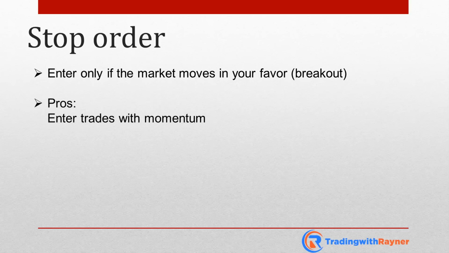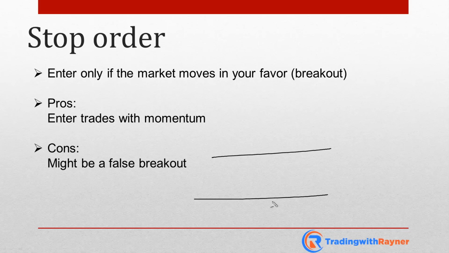The pro of this approach is that you're entering your trades with momentum, because the market has your back, the wind is at your back. So this is why you only enter when there is momentum in your favor. The downside is that this might be a false breakout. A false breakout is when the market breaks out over here and then does a reversal and goes back into the range. So this is what we call a false breakout. That might be possible if you are using a stop order.